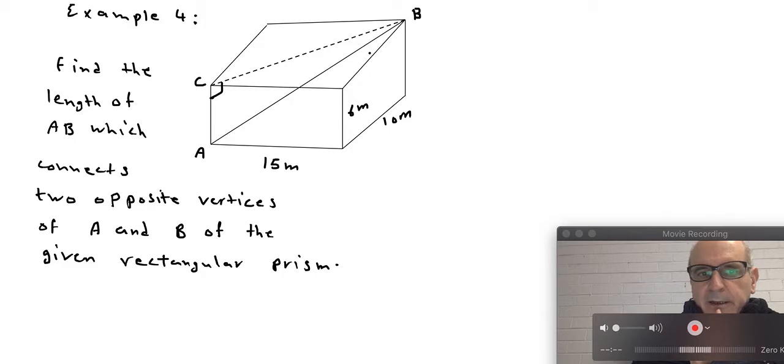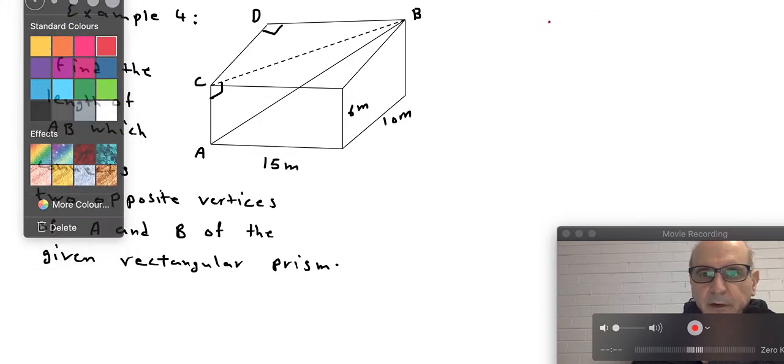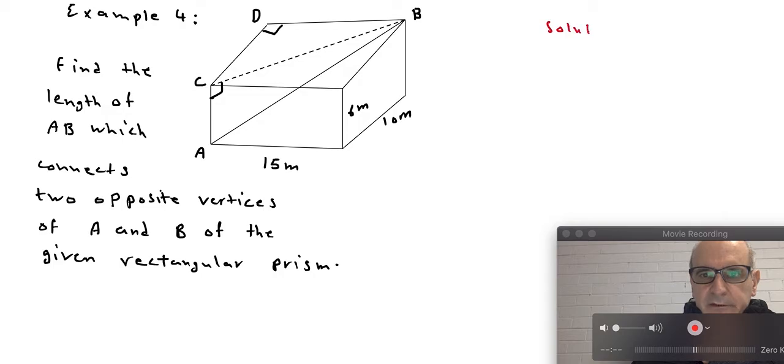But I don't know how long. I know AC is the height, which is 6. That's fine. I'm after AB, but I don't know the other short side, which is BC. So I need to find BC first. Again, if I call this corner D, that is another right angle triangle here. So triangle CDB is a right angle triangle. So our solution will look like this.